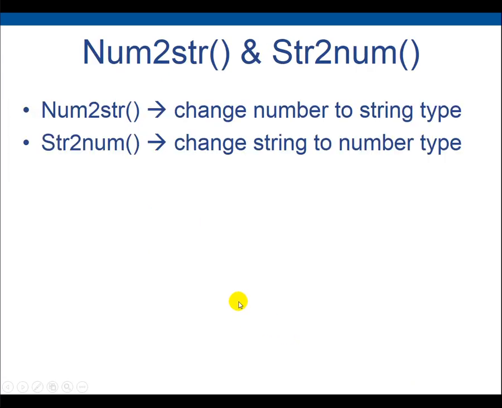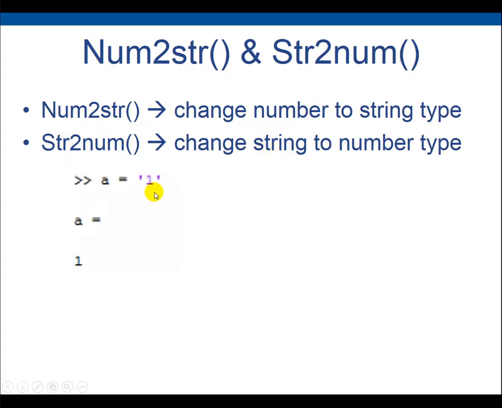Alright, the next concept is a little bit complicated. We can change from number to character, and character to number. It's a very useful tool, a built-in function in MATLAB. So num2str, str2num. What is the meaning? num2str changes the number to string type. str2num changes the string to number type.